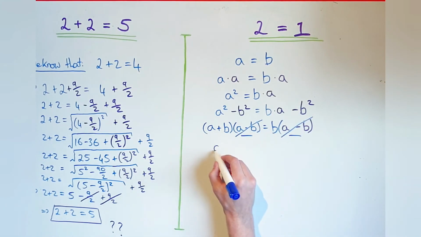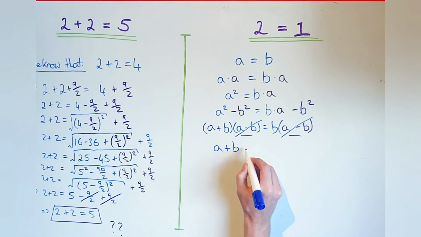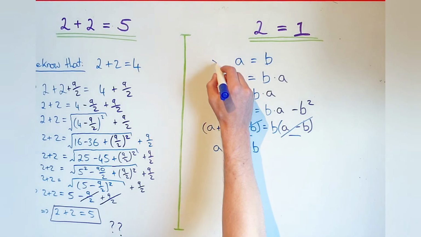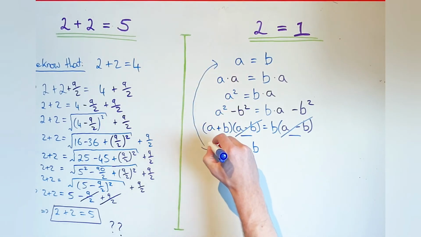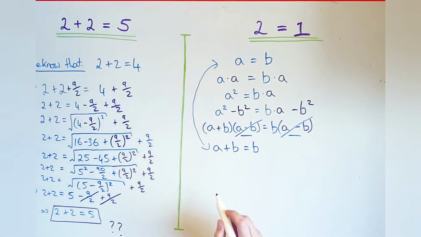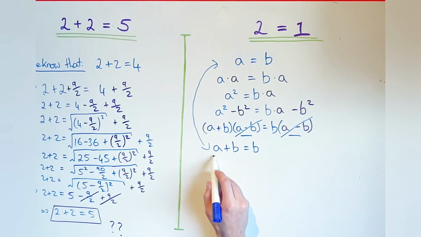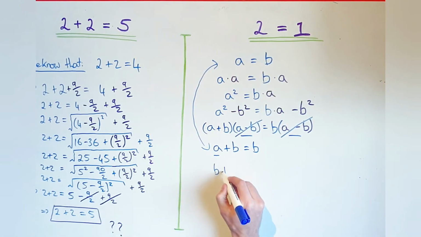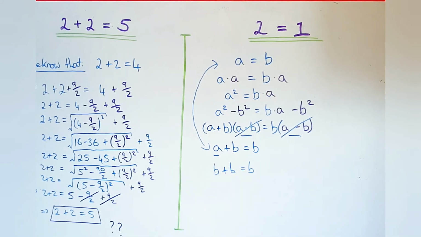So that leaves us with a plus b equals b, but we said from the start that a is equal to b. So if we just substitute b in for a, as they're the same, then we have b plus b equals b. That leaves us with 2b equals b, and then dividing across by b gives us 2 equals 1.